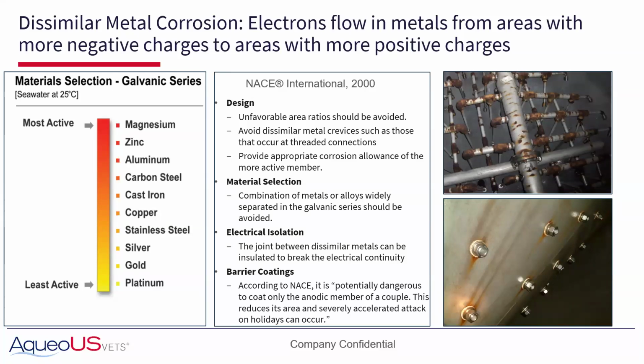There's actually a NACE standard on all these in terms of material selection, electrical isolation, barrier coatings, that type of thing. On the right here are two pictures. The top one is the head and lateral design, and the bottom one here is the internal cone. You can see the corrosion that has formed, and obviously, if that's the case, someone's going to have to go in and repair that. The one on the bottom here, the internal cone, looks to be some over tightened fittings that cause corrosion where the joint is.